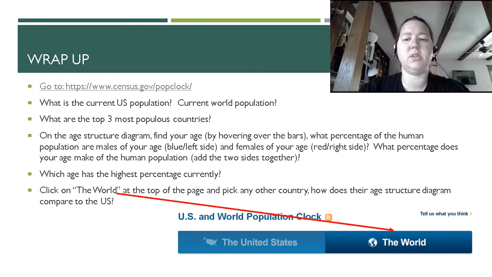And then I want you to look at the world and pick a country, any country. I don't care. Pick a country that you're interested in and check their age structure diagram out, and how does that compare to the US? Okay. So you're going to post that on Blackboard, and I will see you in class.